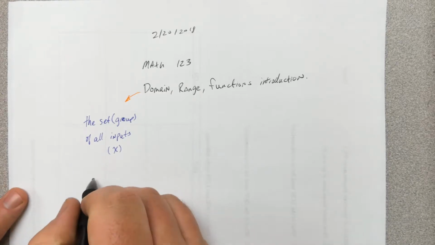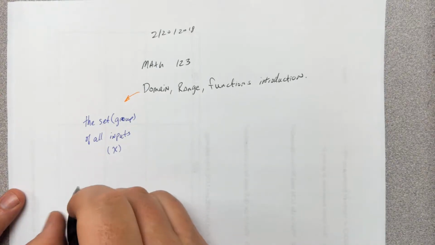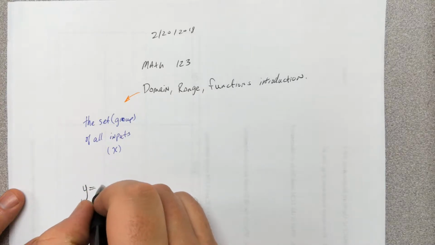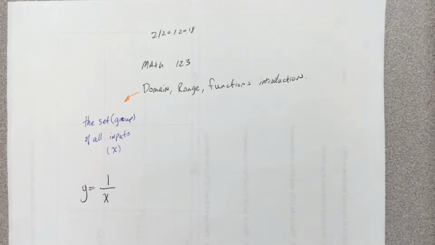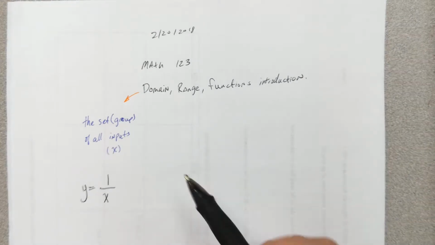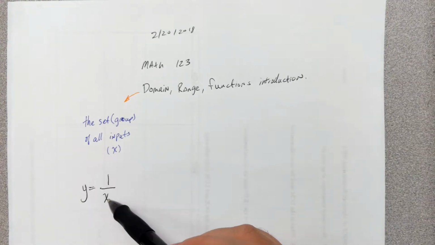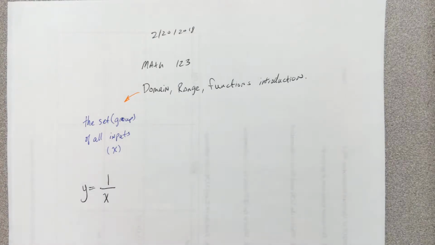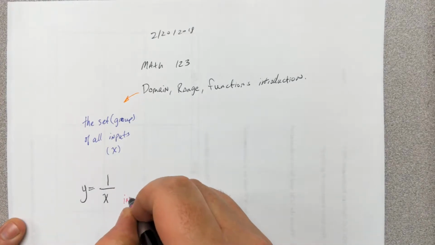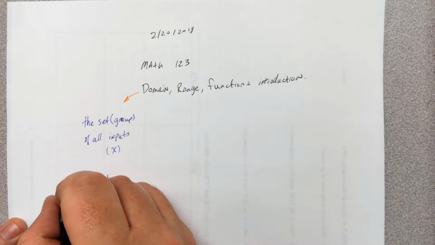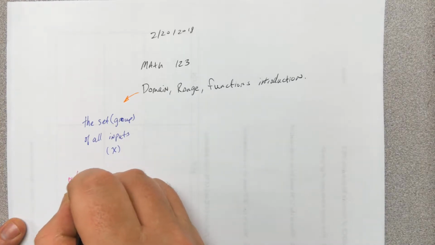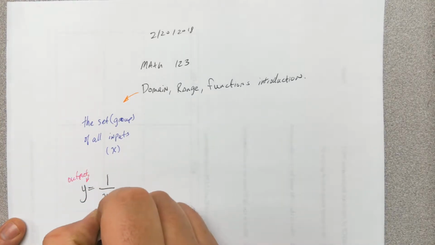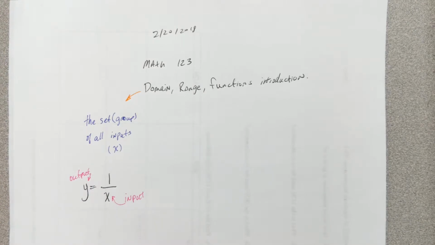Let's say we had an equation, like, I don't know, 1 divided by X. The way these work is X is the input, and Y is the output. So it means you plug in a number, you do some math, and you get an answer. The answer is the output, that's the Y.